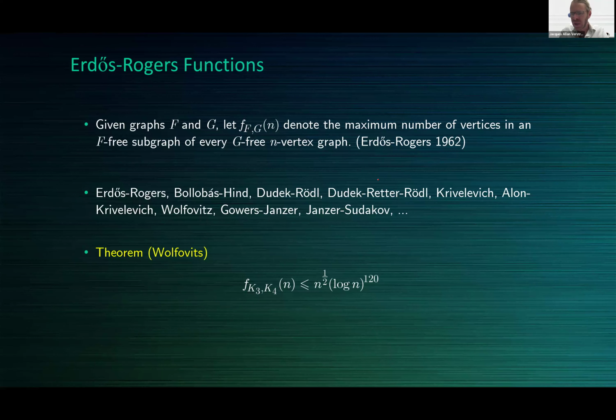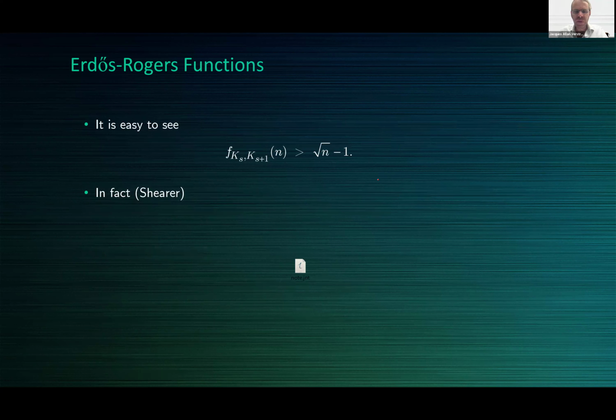This turns out to be almost tight because there's a very simple lower bound that gives you n to the half. Namely, in fact, f of ks, ks plus 1 is at least square root n minus 1. That's a very easy proof. You simply say that if a graph has maximum degree d, then it has an independent set of size at least n over d plus 1. But the neighborhood of a vertex of degree d in a ks plus 1 free graph is ks free. And so you just balance those two quantities and you get root n. In fact, you can do a bit better using results of Shearer. And so this determines up to some polylogs what this quantity is. And there were lots of improvements by Erdős and Rödl and others.